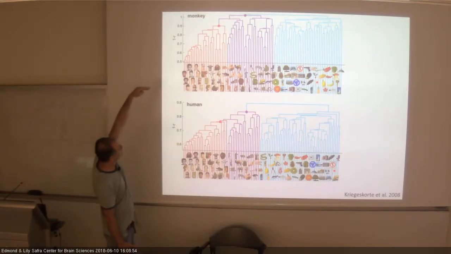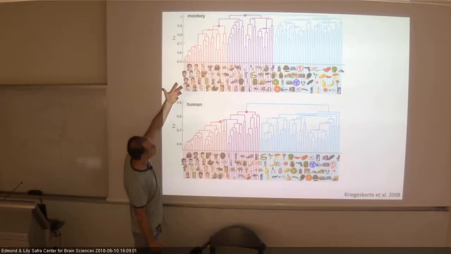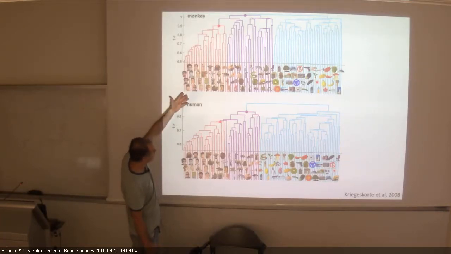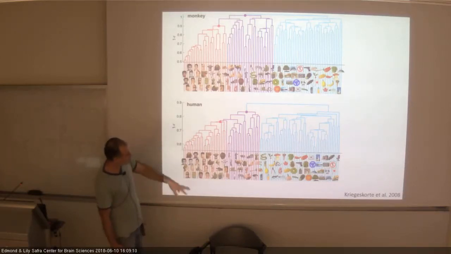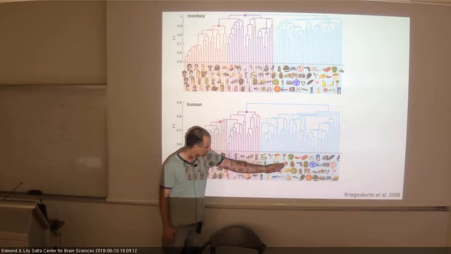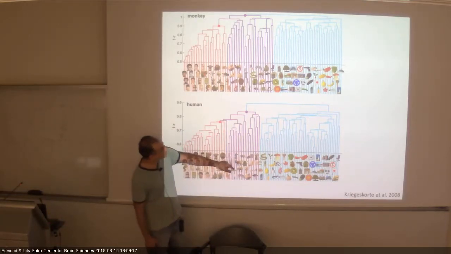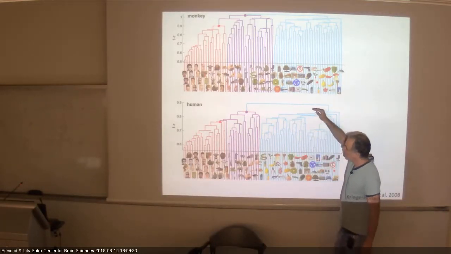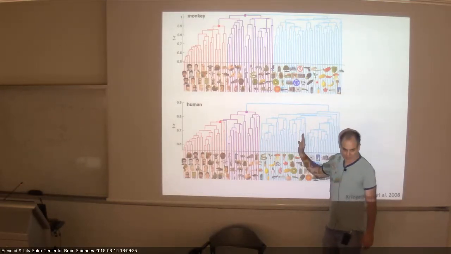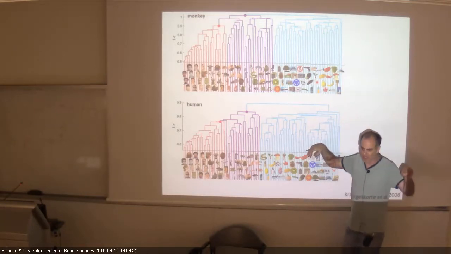The height of each connection between each pair of stimuli represents the amount of dissimilarity. So, for example, let's see it here, it's easier to see. In the human, you have the first division between inanimate and animate objects, although there are some exceptions. And you can see by the height of this division that they're really uncorrelated. So these are the blue and the red ones from the matrix. This is the first division that you have.